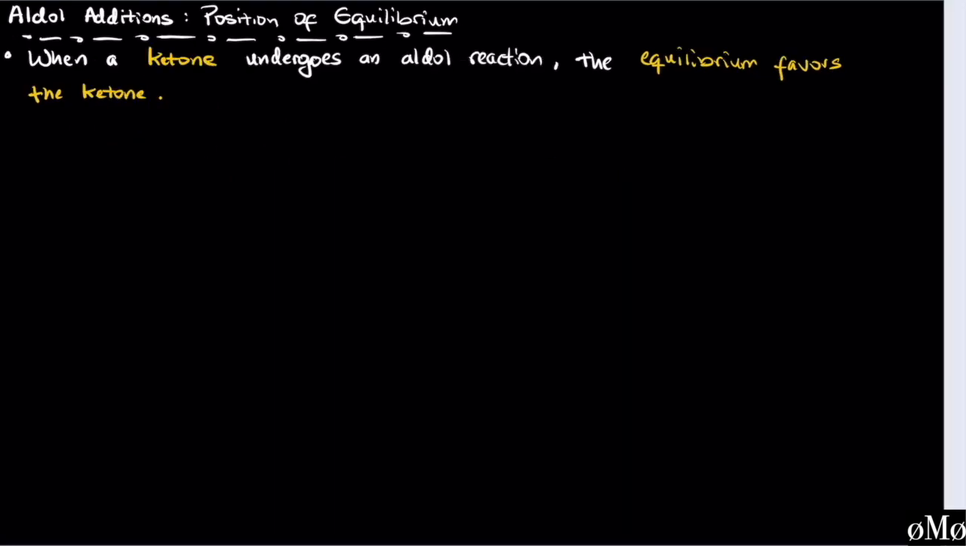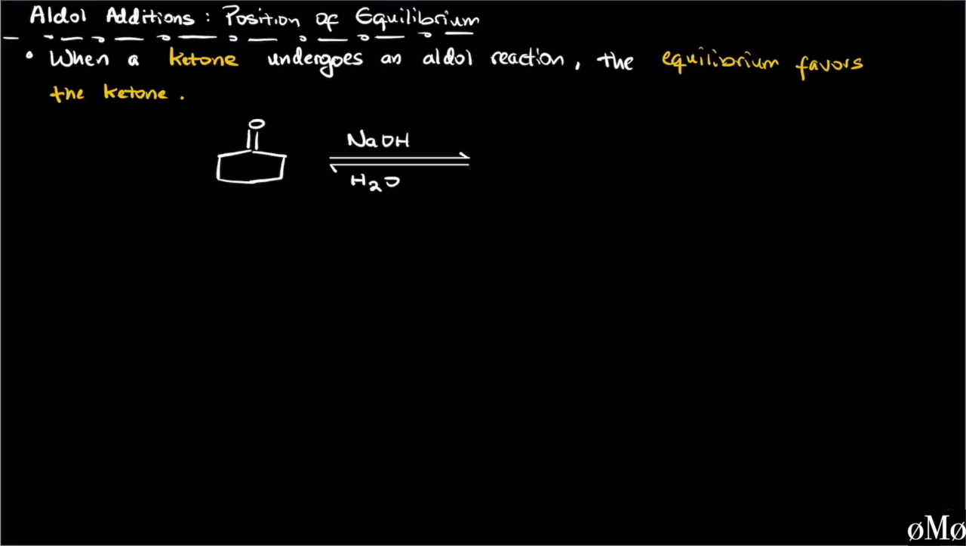Okay, so on the other hand, if you use a ketone and subject your ketone to aldol reactions, the equilibrium actually favors the ketone side over the aldol addition product. So for example, say you have your cyclohexanone and you treat that with sodium hydroxide, that's your basic conditions in aqueous solution. Well, we know that just like your aldehyde, your ketone has an alpha proton, which you can then engage in an aldol reaction.